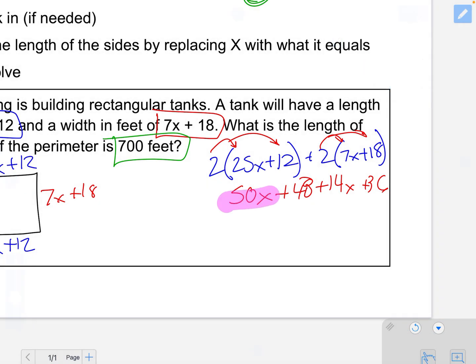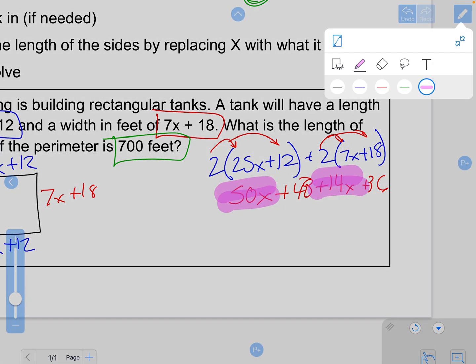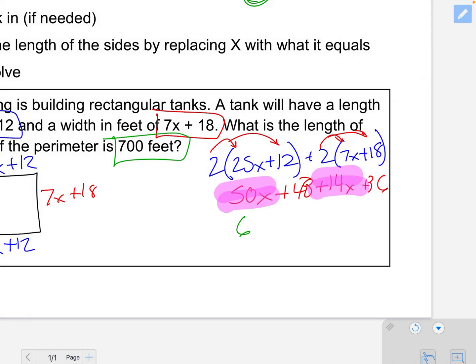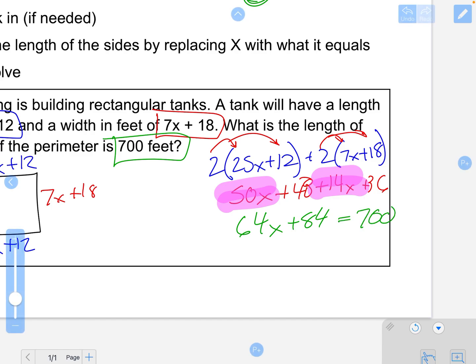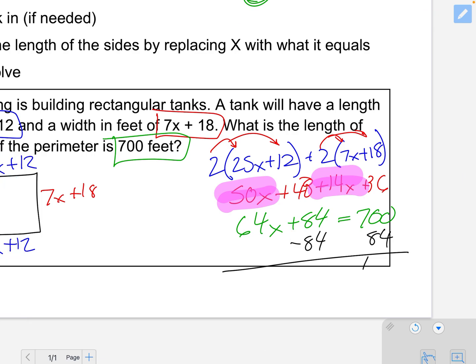So I still need to combine my like terms. So 50x plus 14x is going to get me 64x. 48 plus 36 is going to get me 84. And then again, we know the total is 700. And so once we get it down to here, we can just simply solve like we've been doing. Subtract 84, subtract 84 is going to be 616. Cancel those, bring down my variable term. 64x is 616. I need to divide by my coefficient.